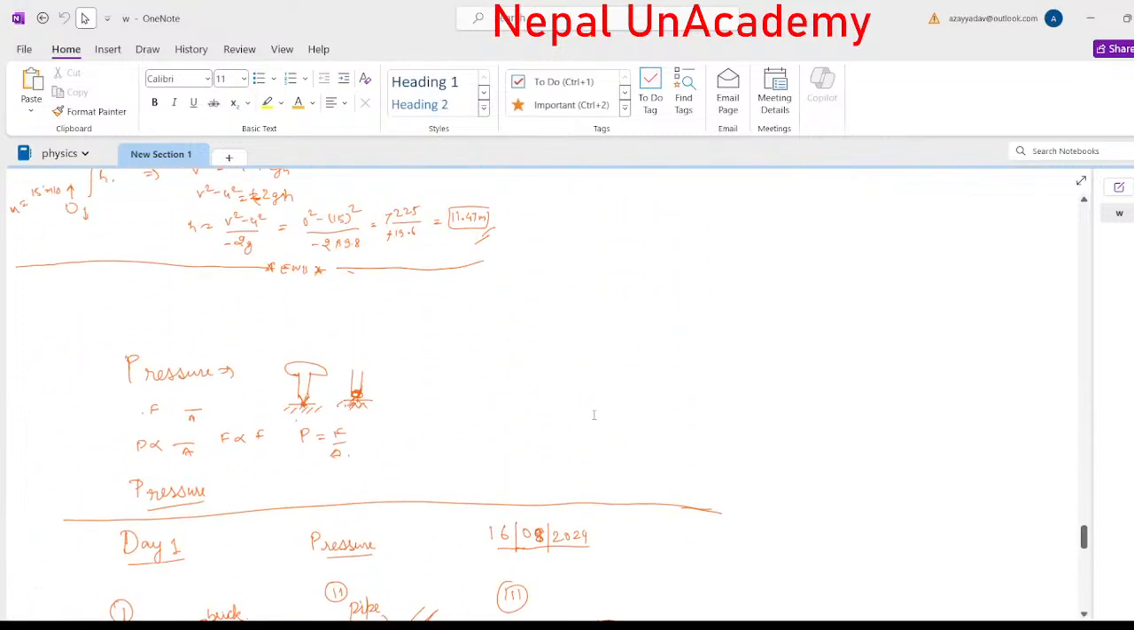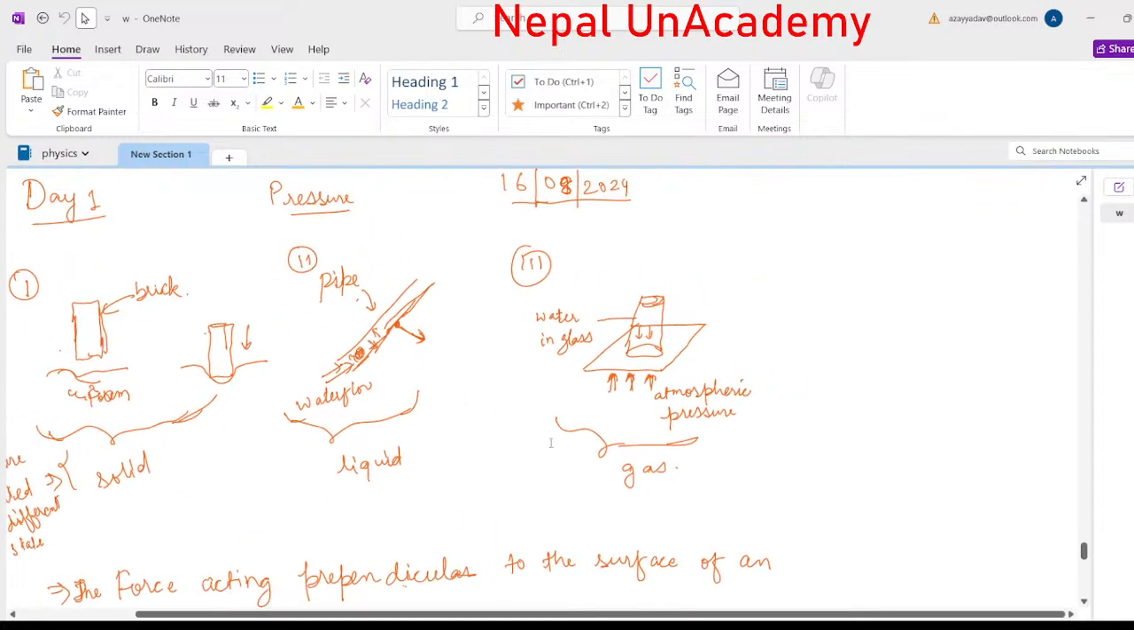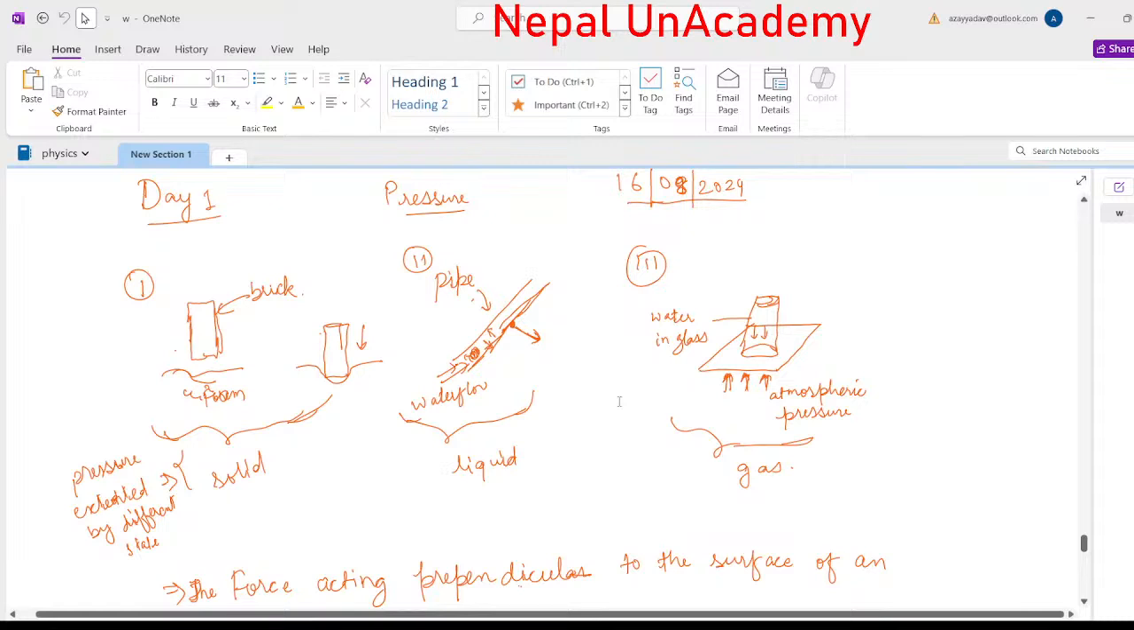The pressure chapter starts from here. On day one we studied how pressure is applied by a brick on foam to make a crest downward in the foam, and how the pressure of the atmosphere holds the cardboard upward, which is below a glass filled with water, so the water does not come out due to the pressure.